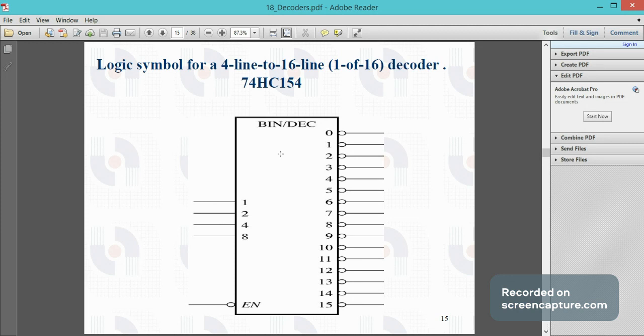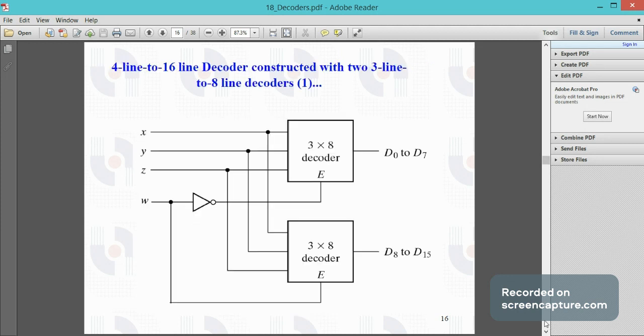Now moving forward to our next slide. This is a 3 to 8 decoder, and it has an enable input which is 1 if the decoder is enabled, and it is disabled for 0.